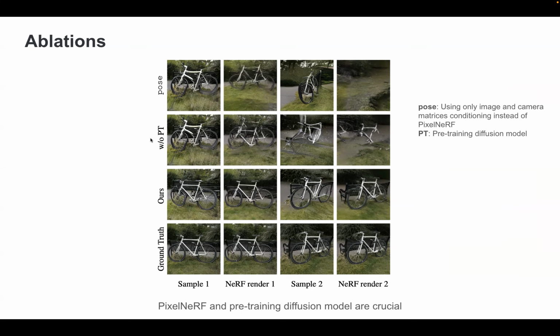And also this ablation without PT means this diffusion model was pre-trained on 2D image data, and this seems to be quite important, to pre-train it first, to have some sort of broader knowledge about image distributions in general.